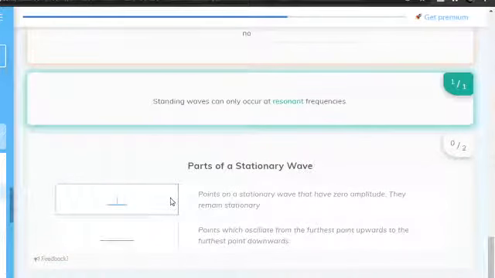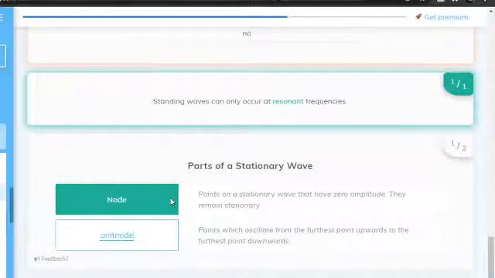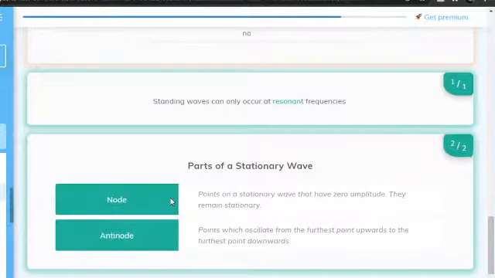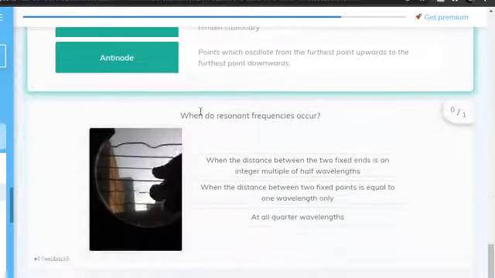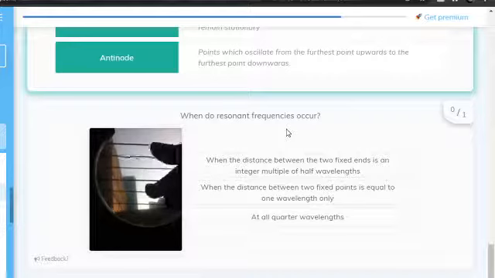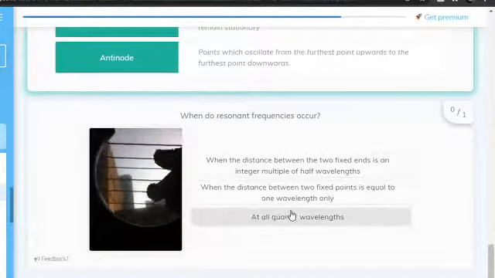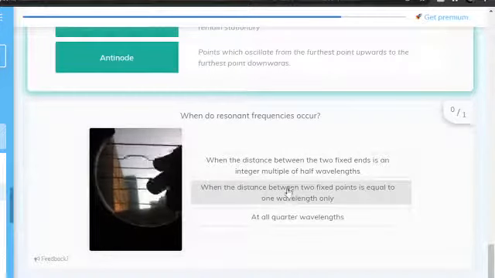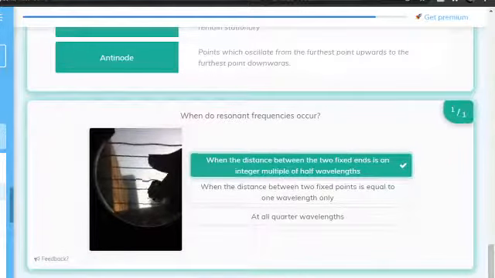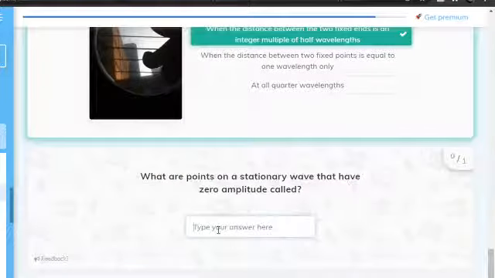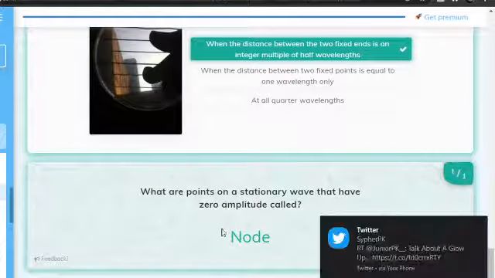Parts of stationary waves. Points of stationary waves at zero amplitude: node. Antinode, because it has to be. So what is the point on a stationary wave that has zero amplitude? It is the node. The node has zero amplitude.